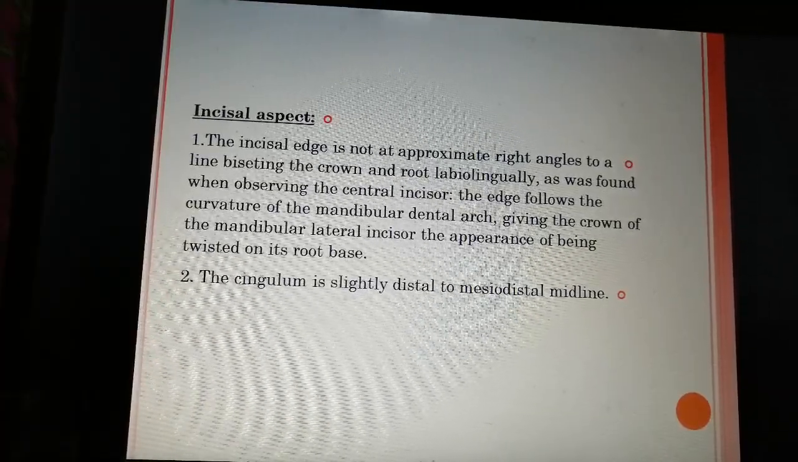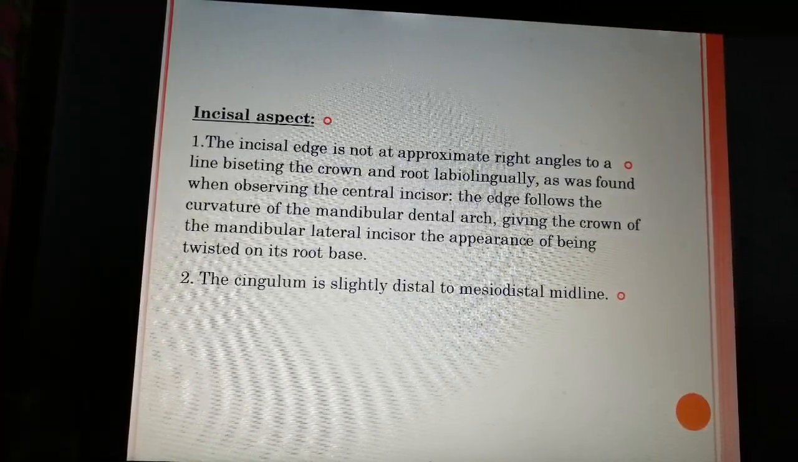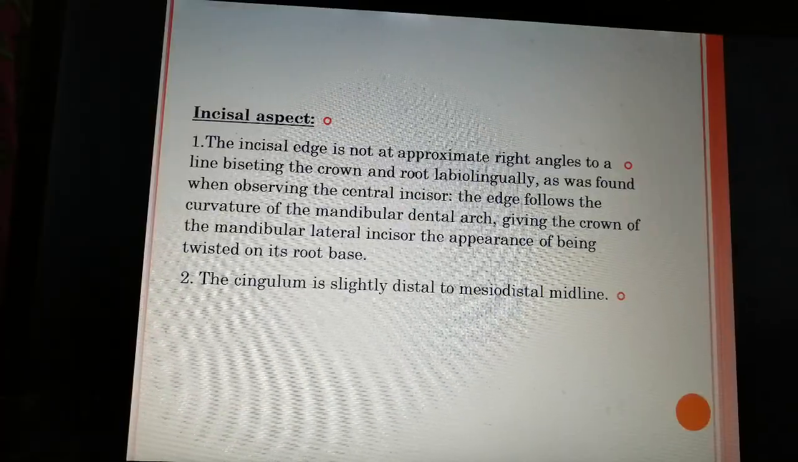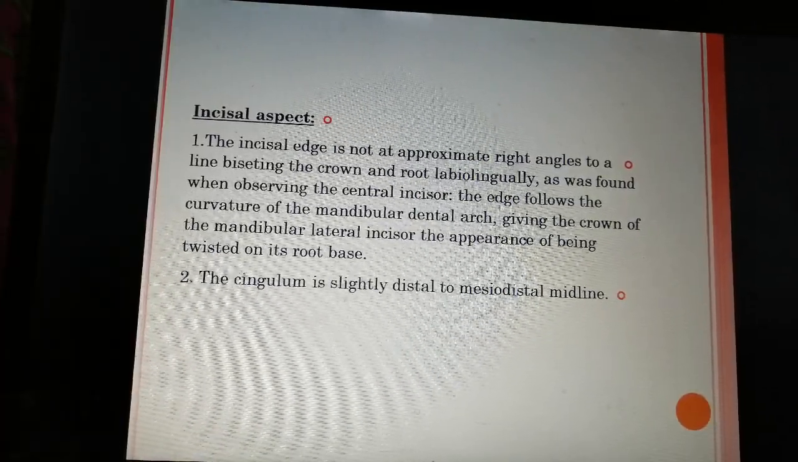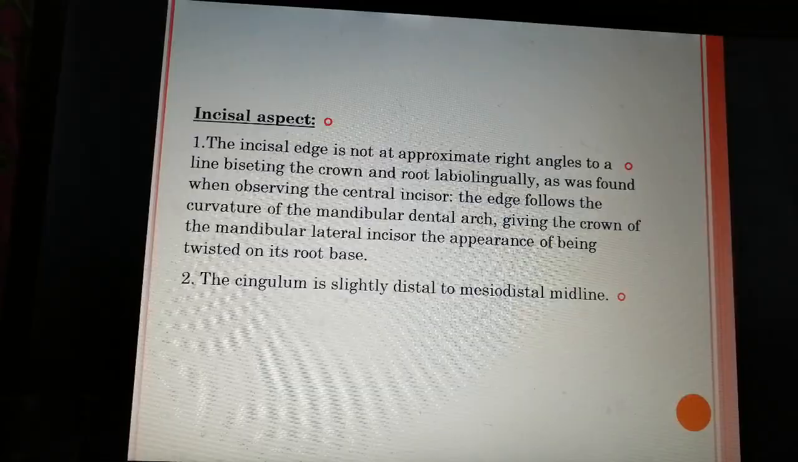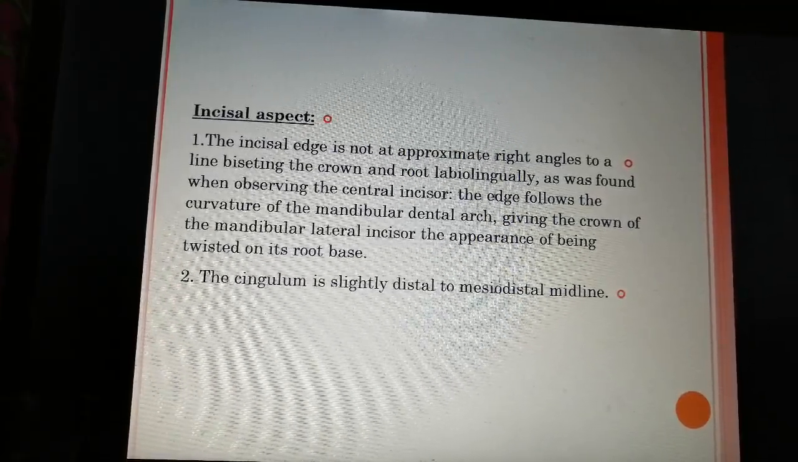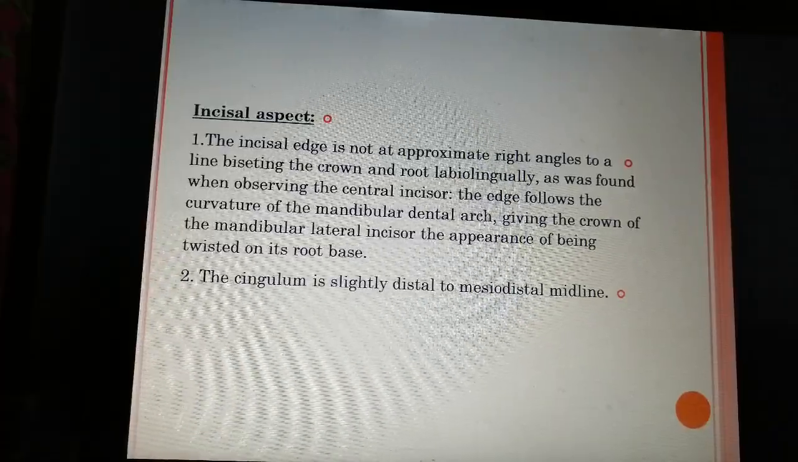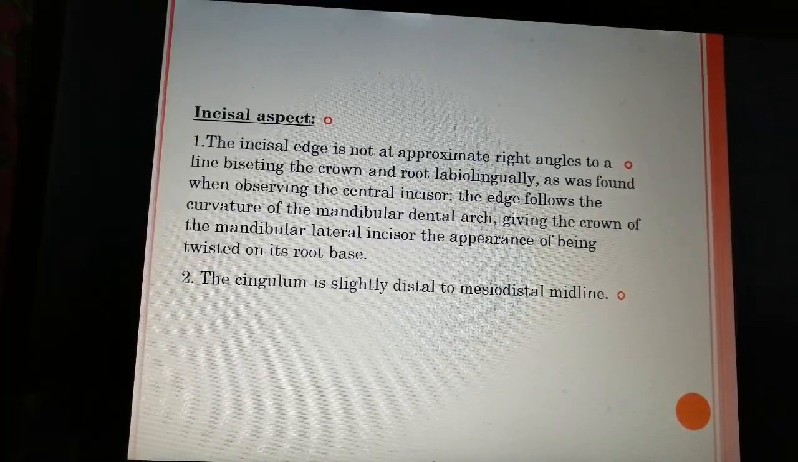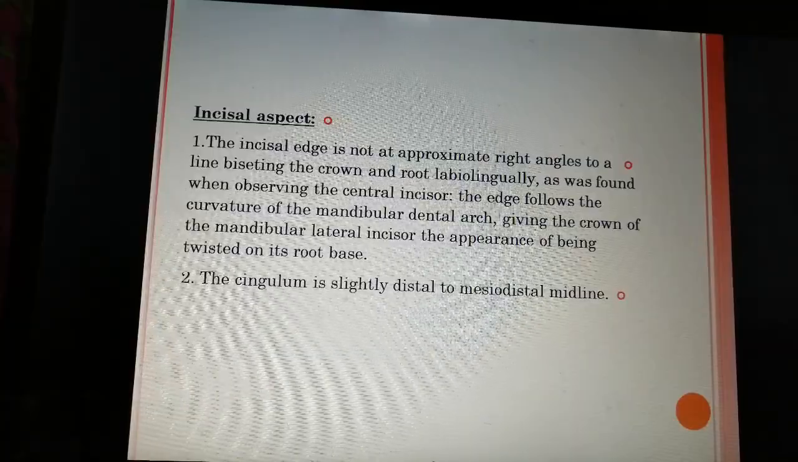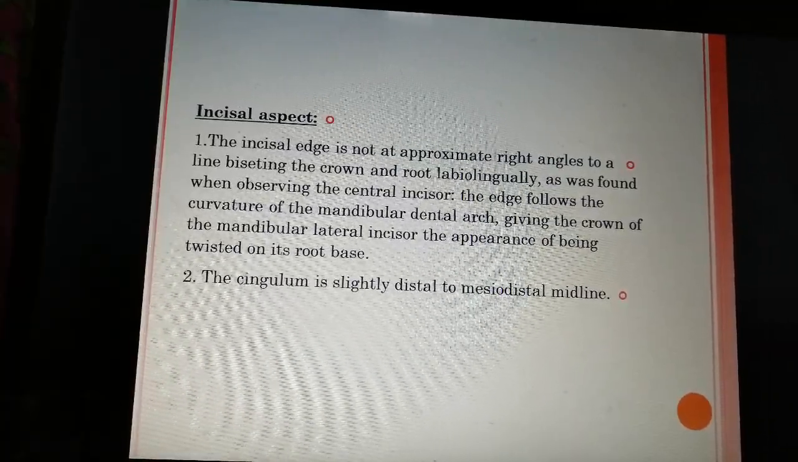Number 2, the cingulum is slightly distal to the mesiodistal midline.